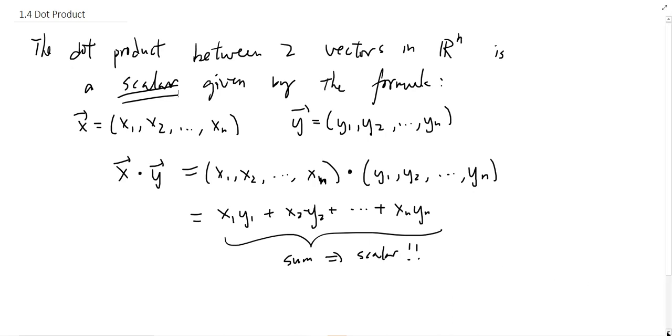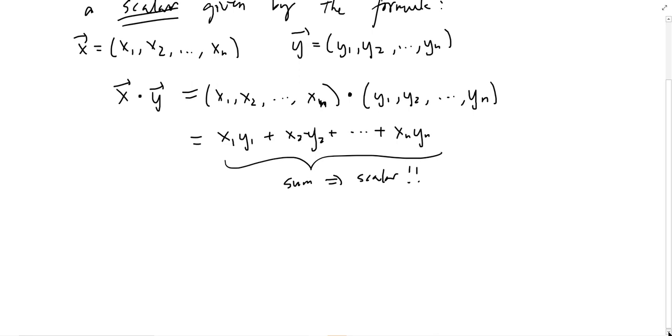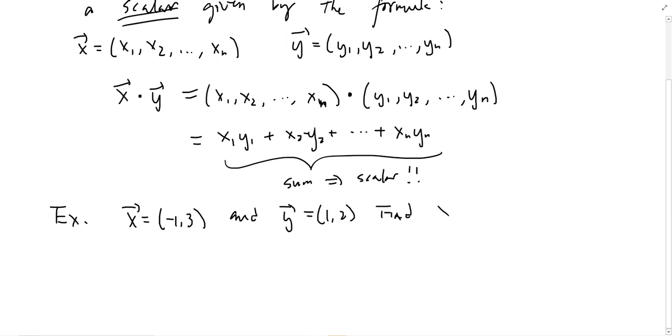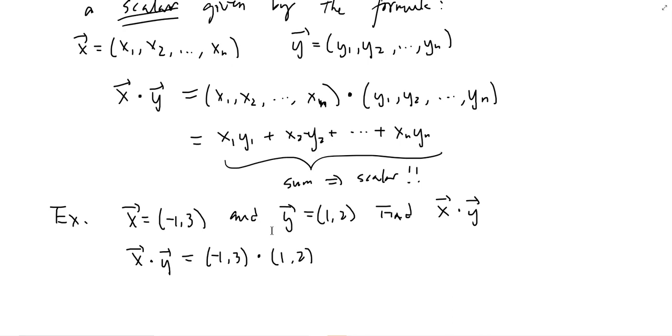All right. So let me give you some examples to see how that works out. A very basic example: let's say vector x is equal to -1, 3, and vector y is equal to 1, 2. Let's find vector x dot vector y. So vector x dot vector y would equal -1, 3 dot product 1, 2. If you want to multiply two vectors together, you have to have that little dot right in between, because without that little dot, you're telling me you're multiplying two vectors together, which we don't have such an operation.